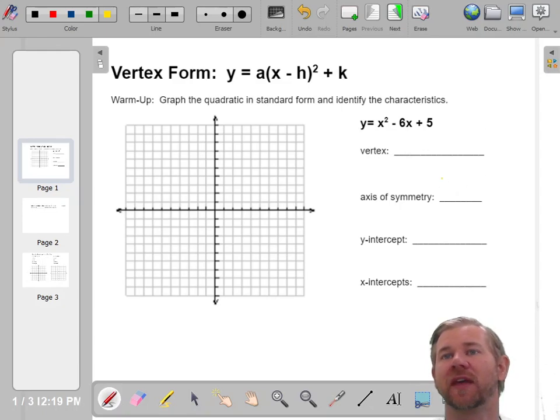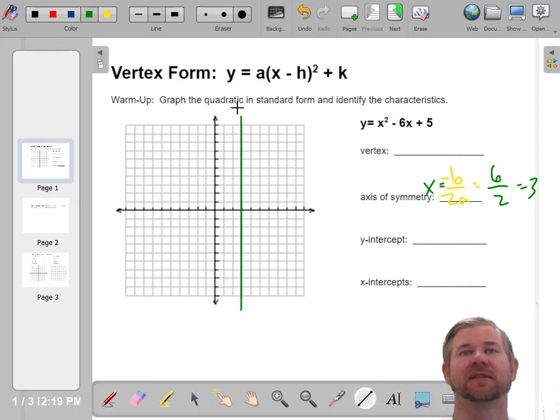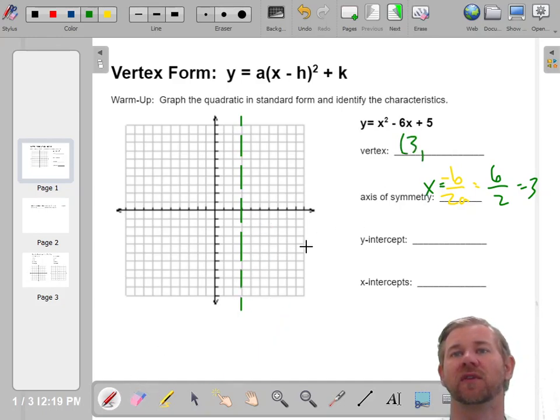So remember the formula for that is the opposite of b over 2a. So the opposite of negative 6 is positive 6, and 2 times 1 is 2. So the axis of symmetry is x equals 3. Let's draw that. 1, 2, 3. That's the middle. All right. Now we know the x-coordinate of the vertex because the vertex is on the axis of symmetry.